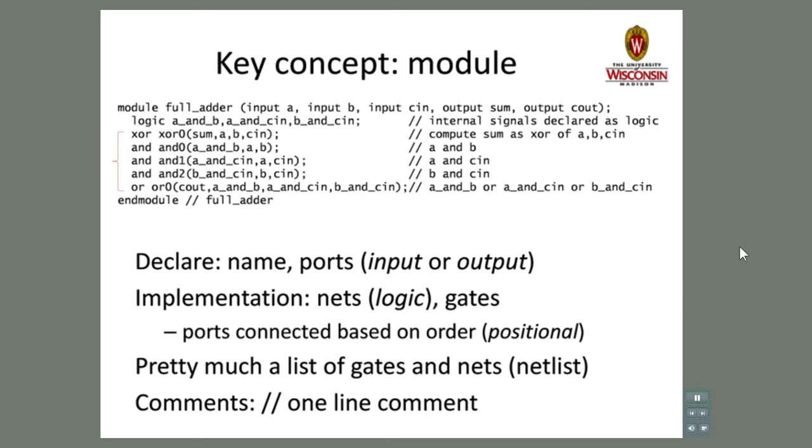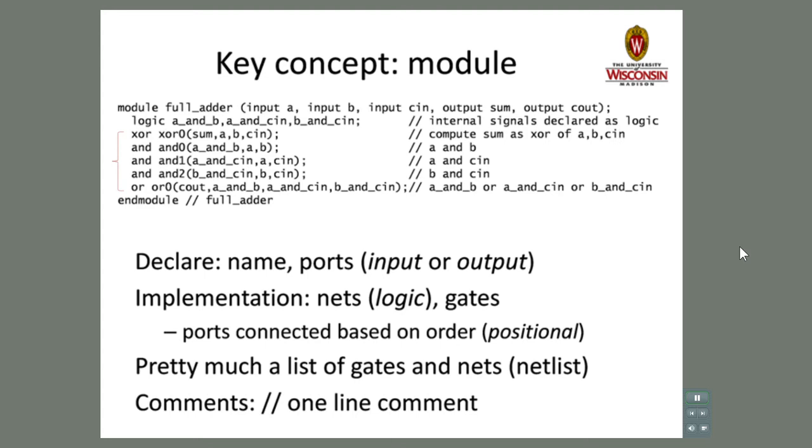For simple gates, the ports are connected based on their position. The first port is the output, and all subsequent ports are inputs. This is allowed for more complex modules as well, but it is heavily discouraged, as it is very error-prone. In a moment, we will see a better example that connects ports by name.